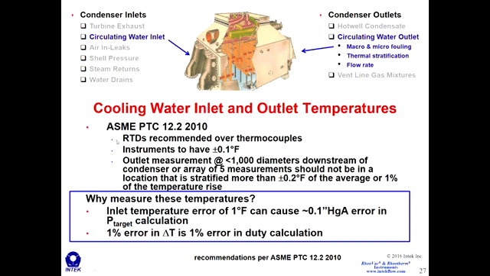RTDs are recommended over thermocouples. Those instruments that you install should have a plus or minus 0.1 degree Fahrenheit uncertainty. And it's important to understand from an instrumentation standpoint, if you just purchase a Class A RTD, that RTD comes with almost 0.25 degree Fahrenheit uncertainty, and a nonlinearity of 0.15 degrees Fahrenheit over a usable temperature range of 32 to 122. So just buying an RTD and hooking it up to a transmitter, it needs to be calibrated to get these types of uncertainties.